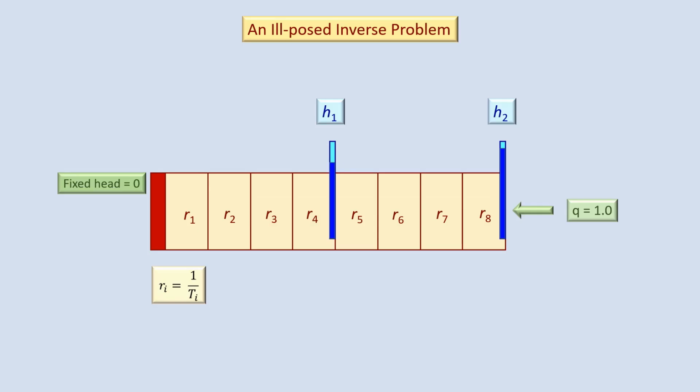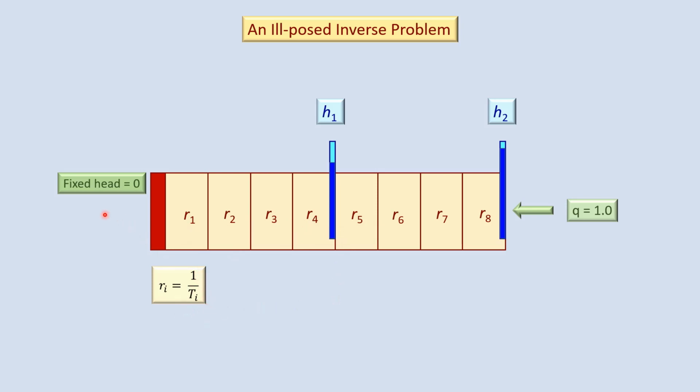So here's a model domain, and into the right-hand side of that model domain, water flows at a rate Q, 1 cubic meters per meter per day. Let's assume that this is a confined aquifer, and that the 8 parameters that I am trying to estimate are resistances in each of 8 segments of the model domain. I'm defining resistance as the inverse of transmissivity.